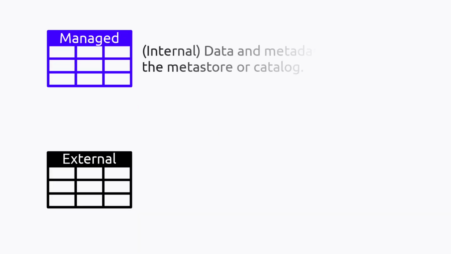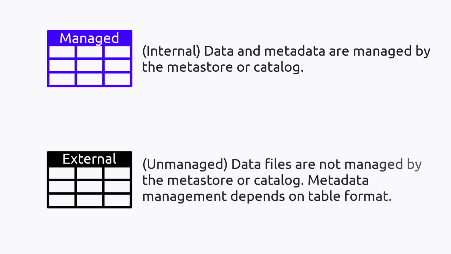A managed or internal table is one where both the data and metadata are managed by the metastore or catalog. An external or unmanaged table, on the other hand, is one where the data files are not managed by the metastore or catalog. With external tables, management of the metadata depends on the table type, as you'll see later in this video.